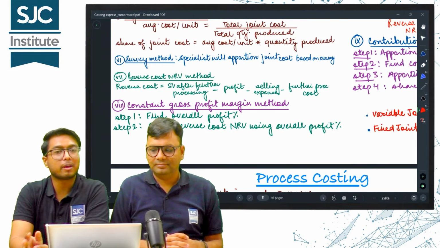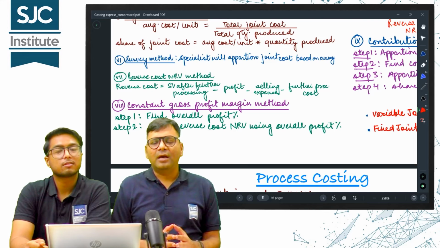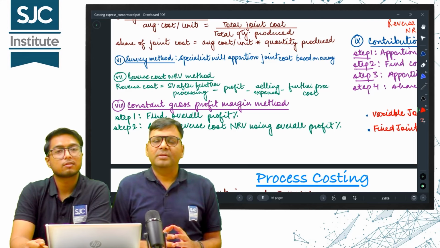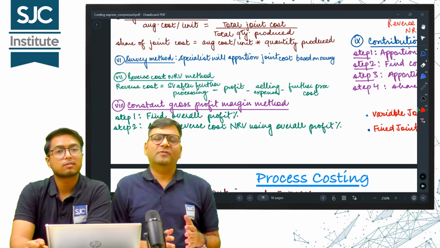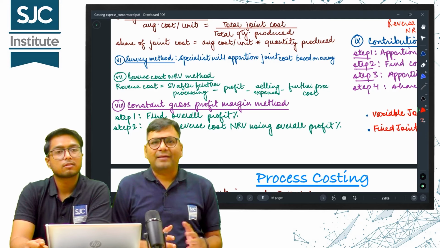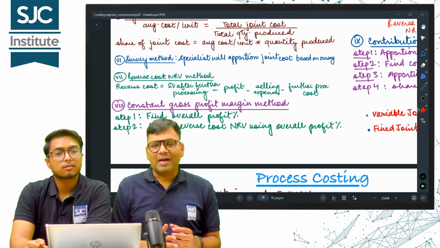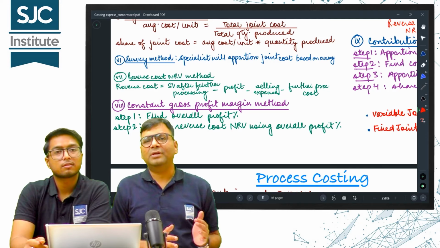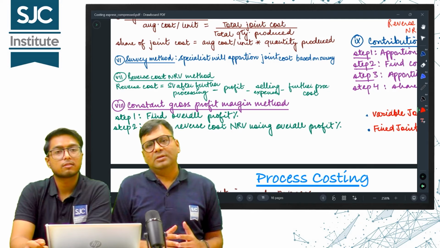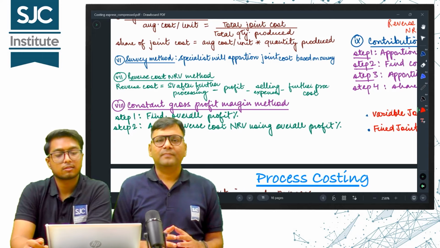Constant gross profit margin method. Here there are two basic steps. Step number one, you find out overall gross profit percentage. How it is computed? We have to find out total sales of all the main products after further processing and subtract total joint cost, subtract total selling expense, subtract total further processing cost to get total GP. We don't need product wise details here. So total GP will be divided by total sales to find out overall GP percentage.